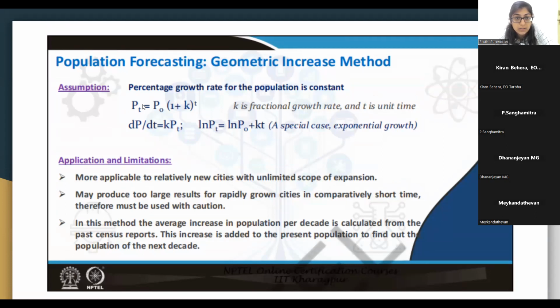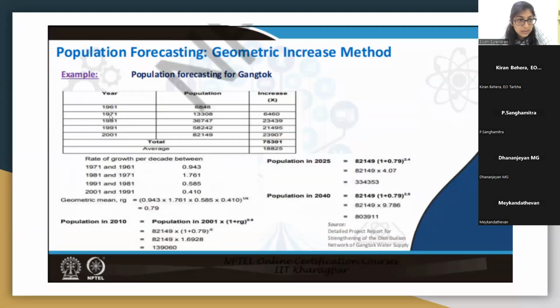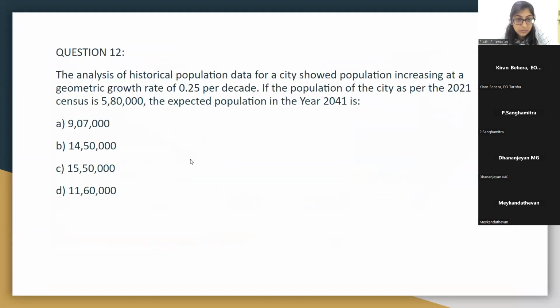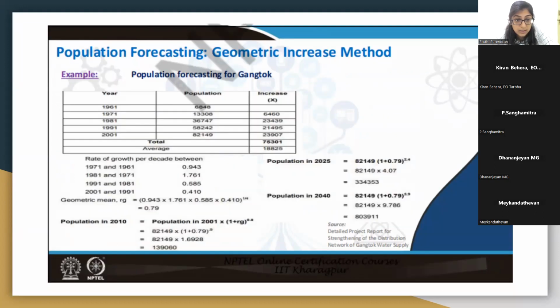The population is equal to the initial population into 1 plus k to the power t. So when you do the change, here they have given 2021 to 2041 is increasing. Sorry, let me go back to the question. 5,80,000 is the population in 2021, and we need to find the expected population. The growth rate is 0.25.